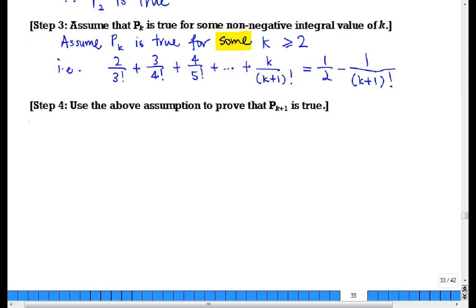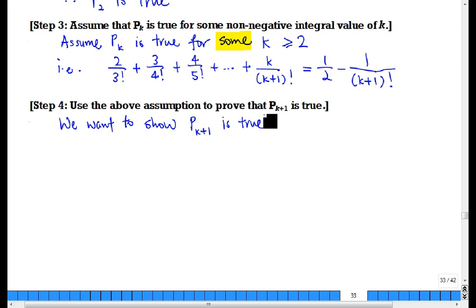Next, use the above assumption. Remember, we want to use PK true to prove PK plus 1 true. Use the above assumption. So, we want to show PK plus 1 is true. Correct? We want to show that PK plus 1 is true. Can?